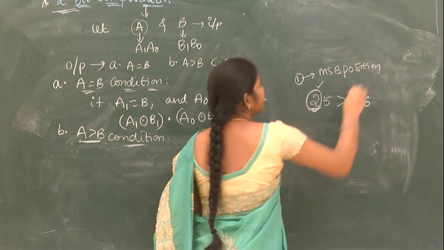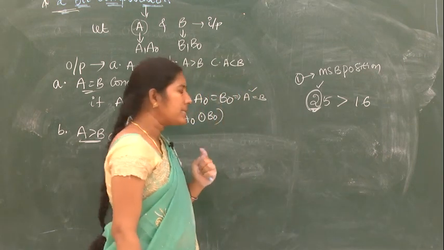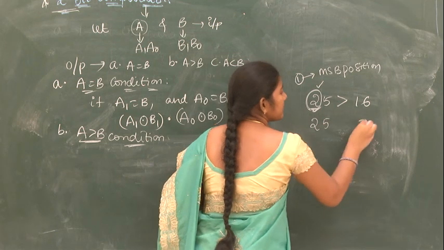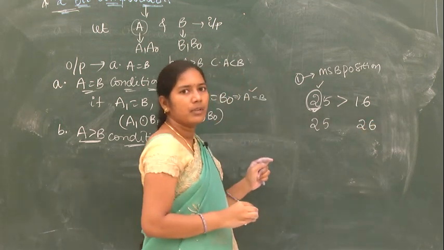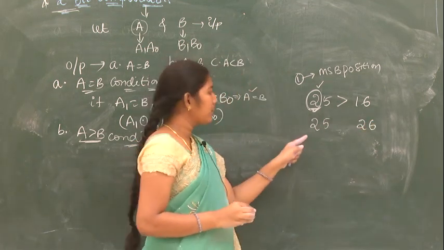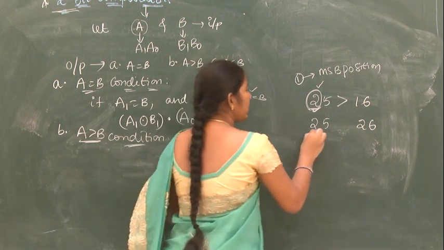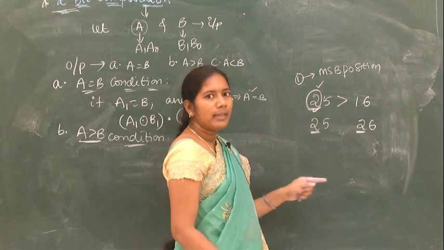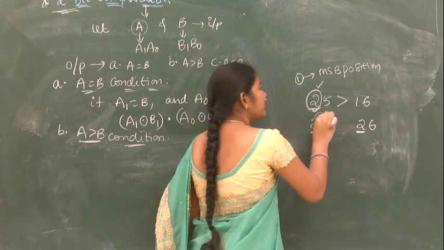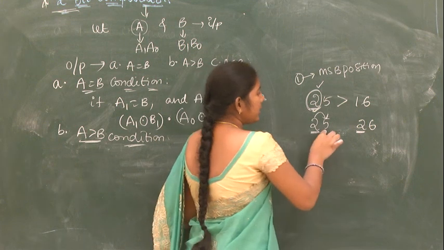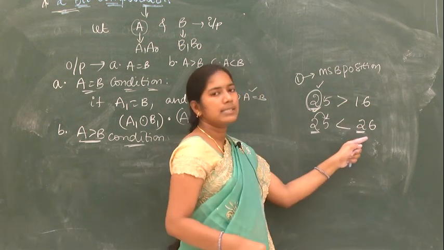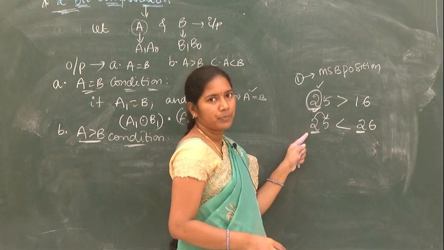That is one thing. Second, instead of this, if I have two numbers like this, in this case what happens? The MSB of the two numbers are equal. When the MSB is equal, then what will we check? The next position. So here the next position is what? As 6 is larger, so we can say that 26 is greater than 25.